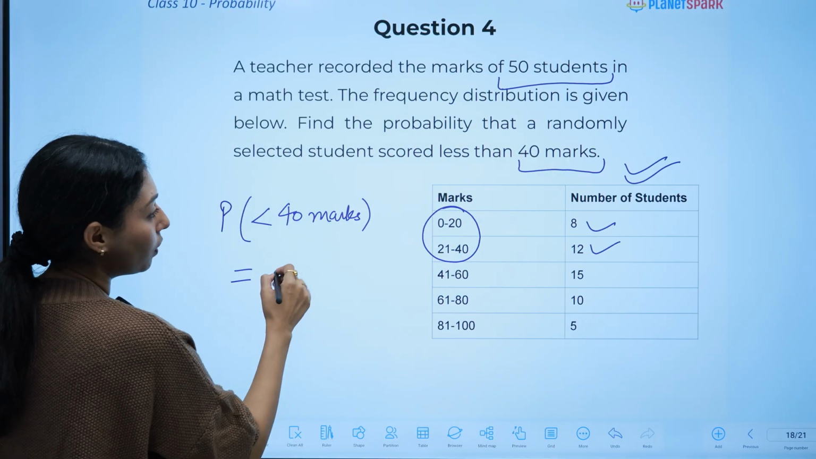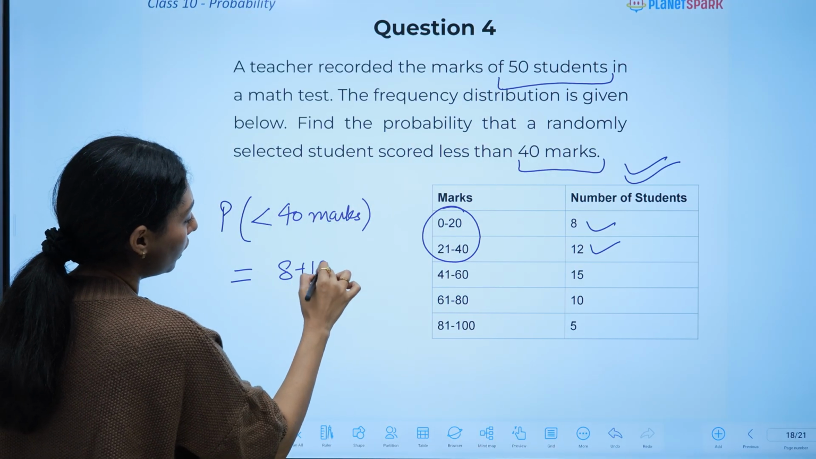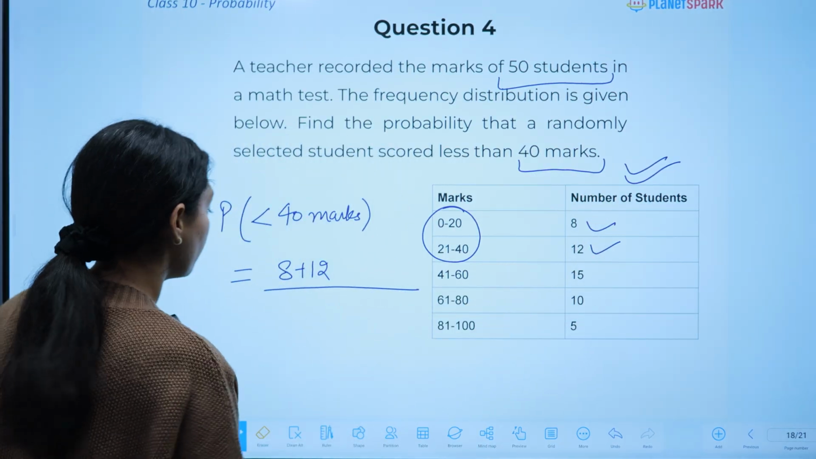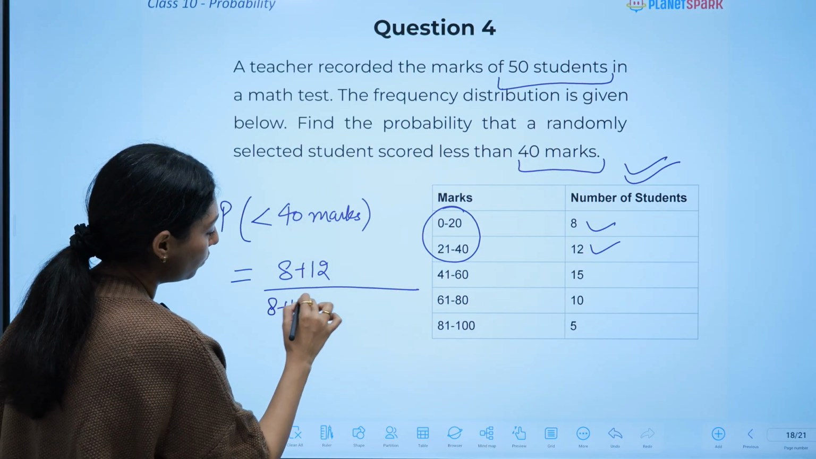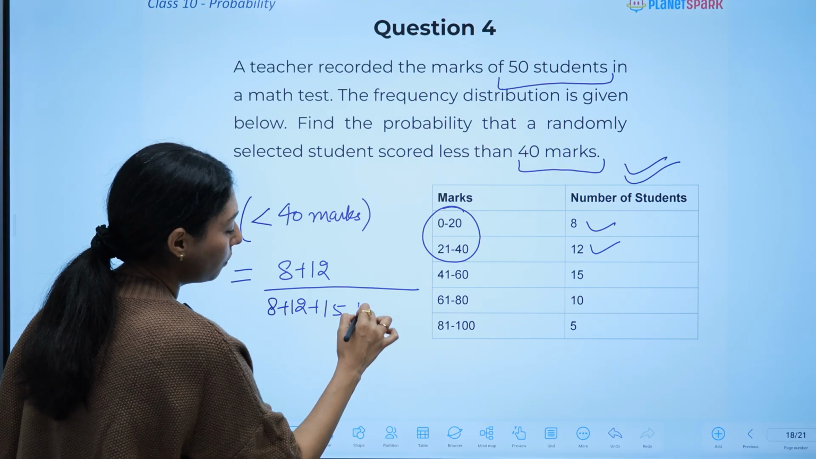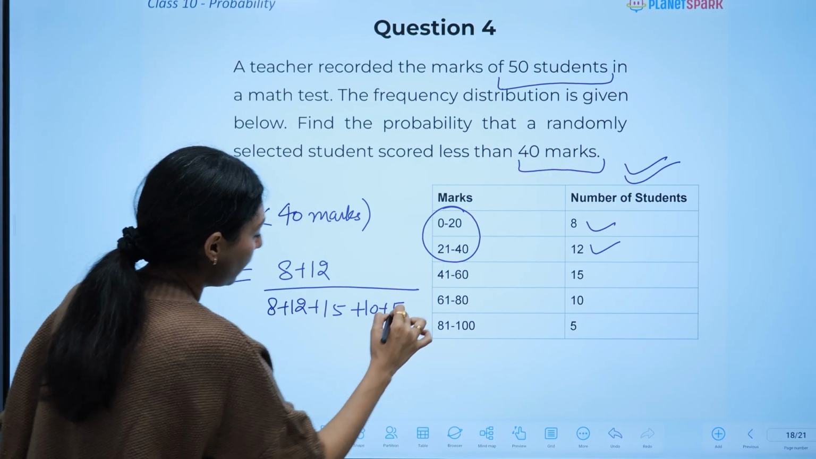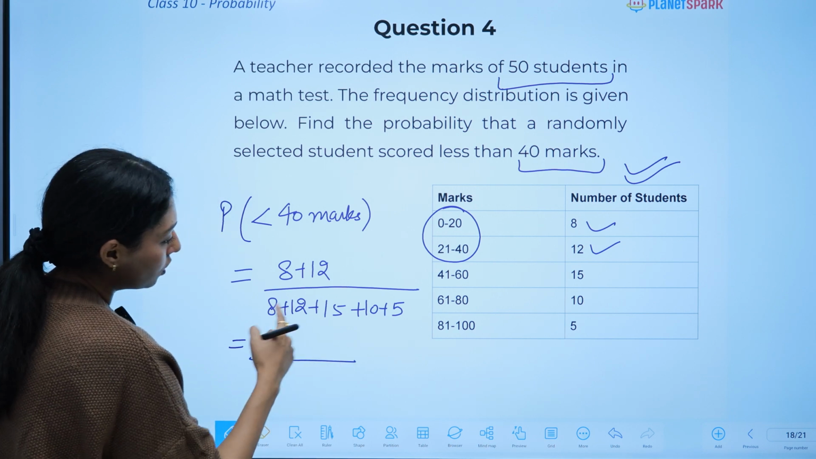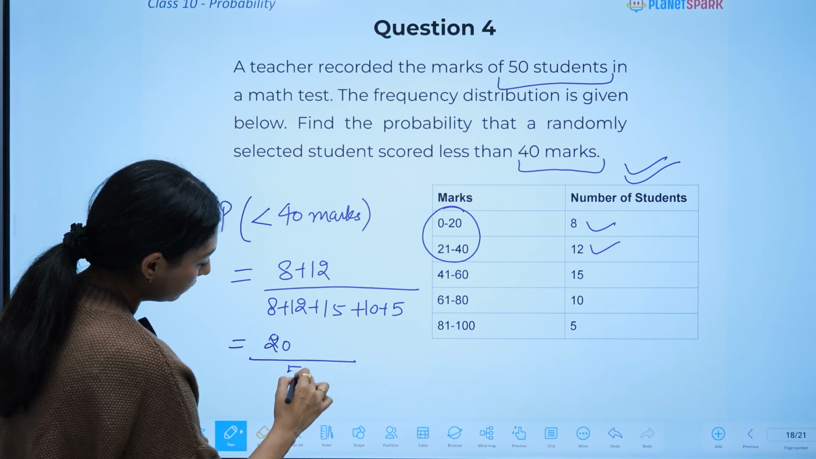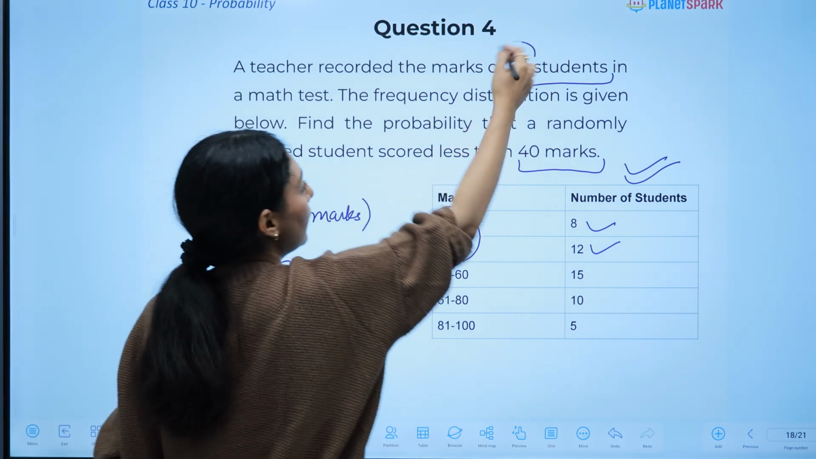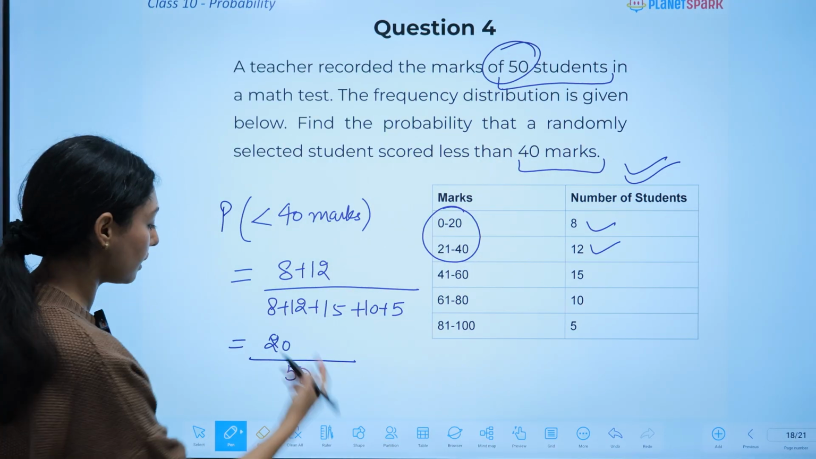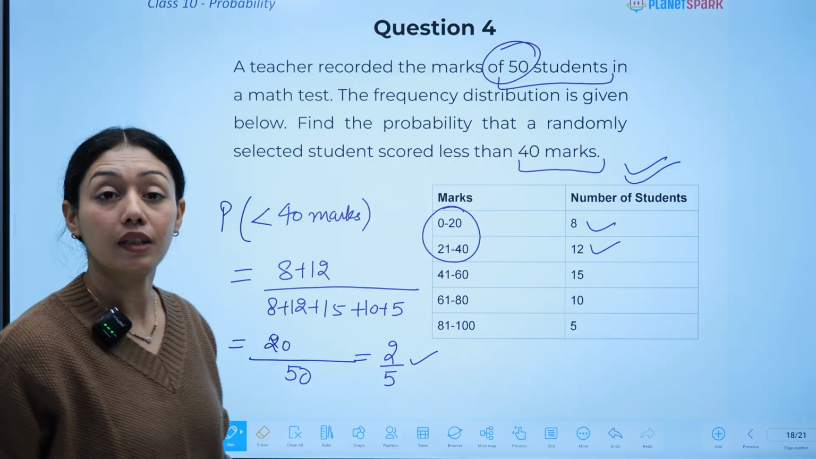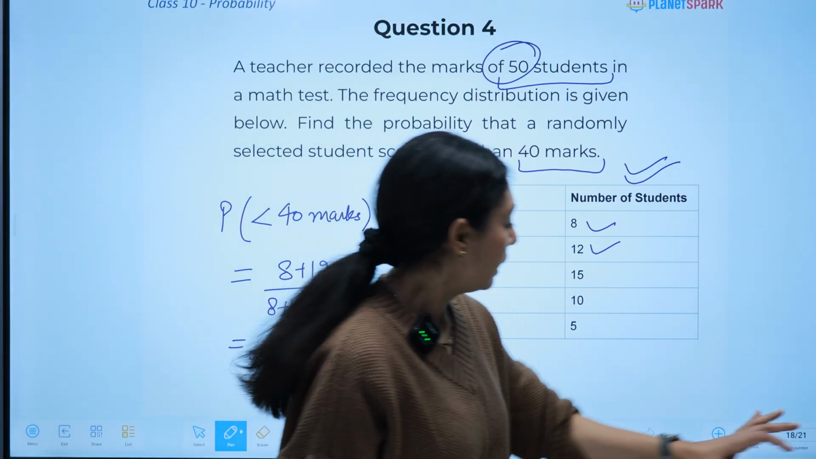So that is given by favorable outcomes, 8 plus 12, upon total number of outcomes, that is total number of students. So 8 plus 12 plus 15 plus 10 plus 5. So that will become 8 plus 12, that is 20 upon 20, 20, 40, 50. Also in the question it's given ki data 50 students ka hai. From there also we can see, right? 20 by 50, that is 2 over 5. 2 by 5, that is the required probability.